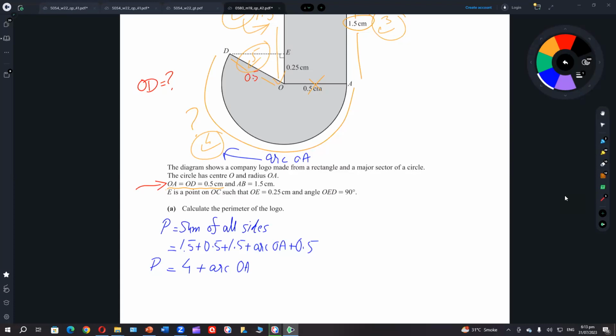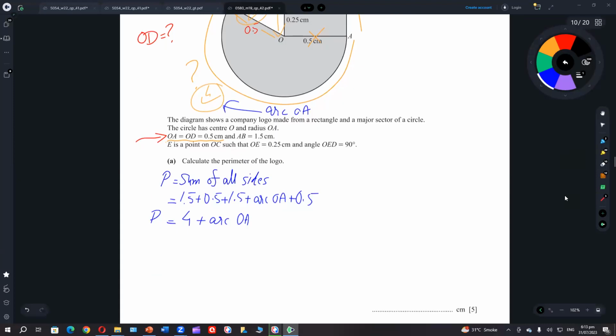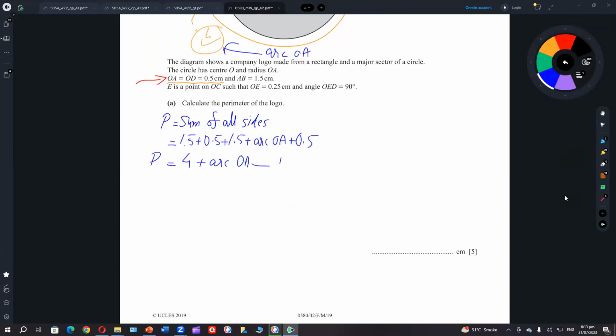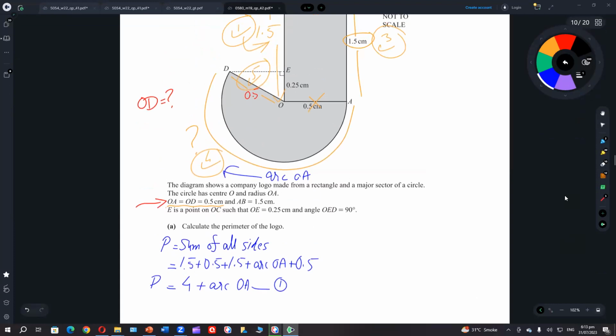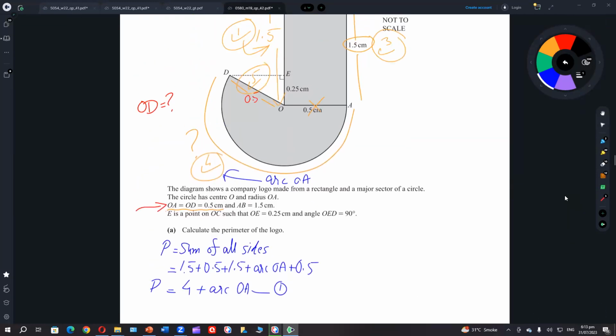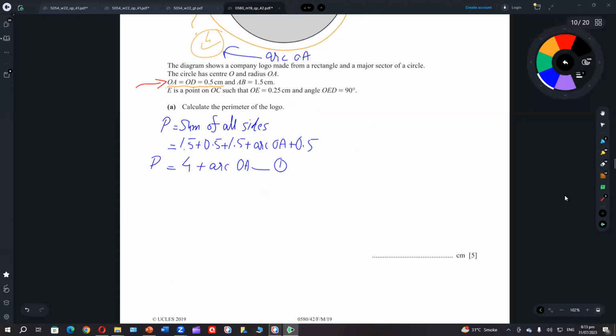Now, this is the equation. Only one side is missing, which is arc OA. What is the formula for arc length? Mensuration is a formula-driven topic. If you remember the formula, you can do it. Otherwise, there's no chance of doing this chapter. What is the formula for arc length?